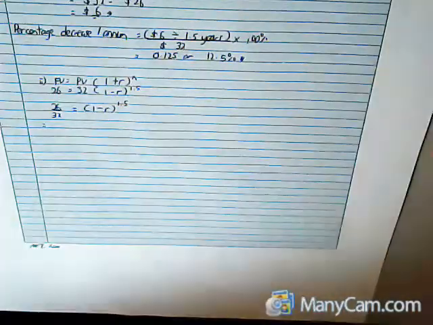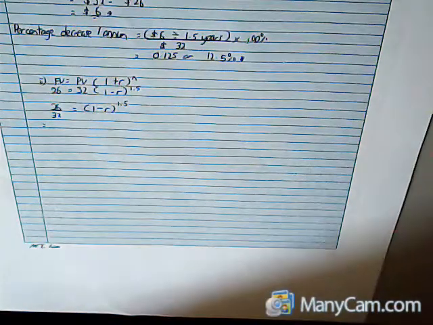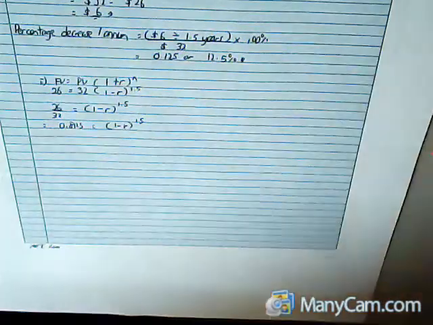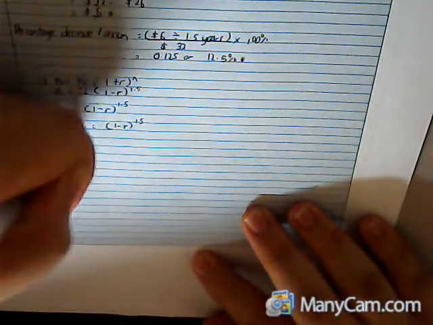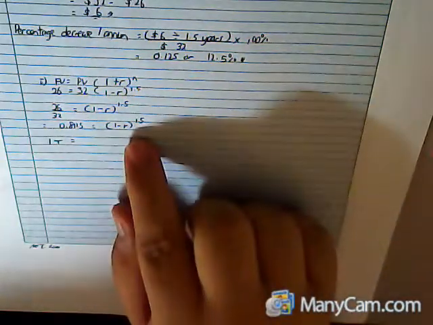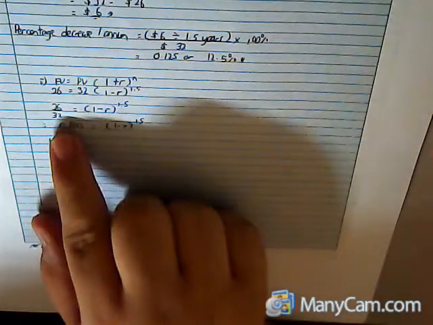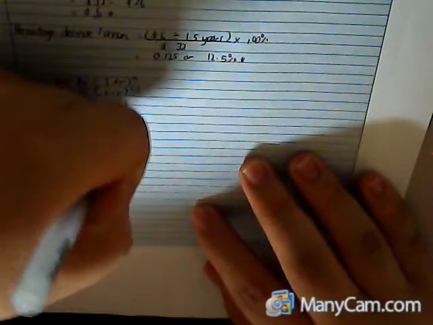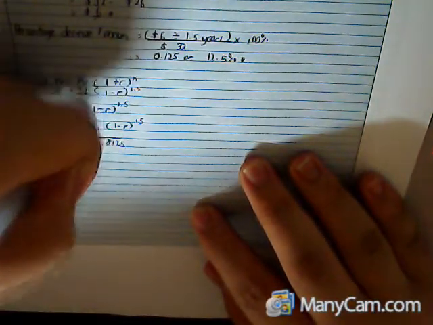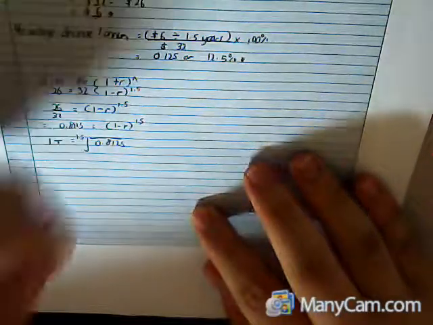So we check the answers. We are getting 0.8125 equal to (1 minus R) to the power of 1.5. So 1 minus R equals, now we use the power. The power we move will become what? Square root. You agree? So we take the root of 0.8125, and don't forget the small n is 1.5.